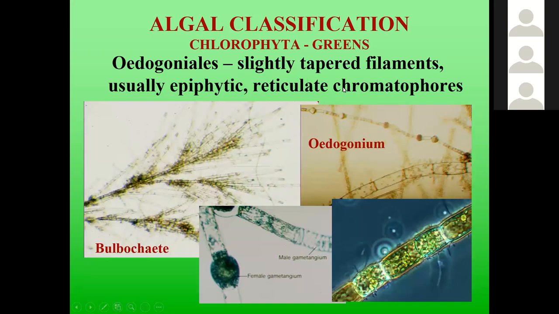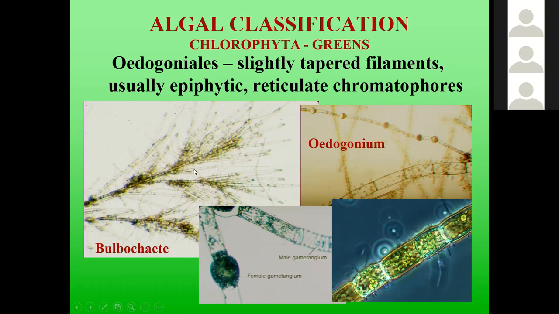Oedogoniales is another filamentous group. These are somewhat more advanced. They actually have sexual reproduction that you can see on cells. Those are the oogonia or the female gametangia, and the male ones actually fertilize those. These cells are not tapered strongly, but they're usually a little unusual. They're somewhat barrel shaped, but not the same at each end. They may taper, they may have little rings around them. There are probably around 500 species, but only a few break free of being attached and float around and become mats.